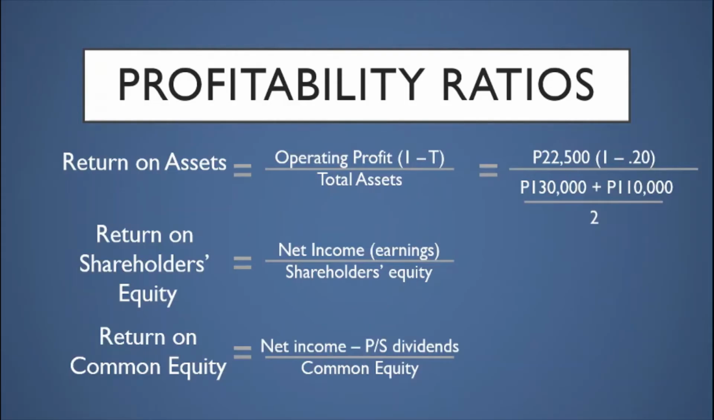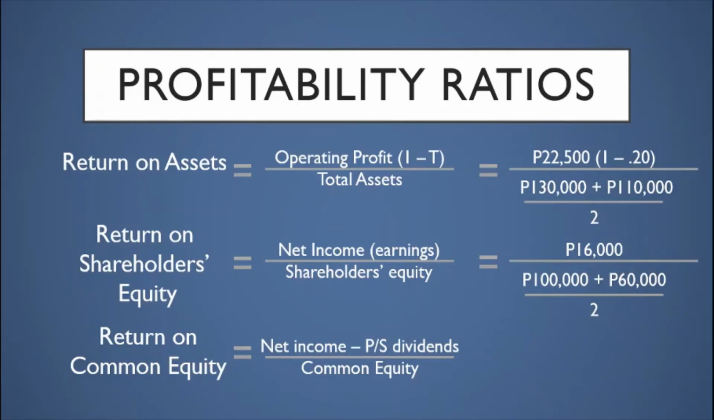Return on shareholders' equity. Numerator will be the net income, 16,000 pesos, over average shareholders' equity, 100,000 plus 60,000 divided by 2. Just exclude the assets funded by the debt portion.